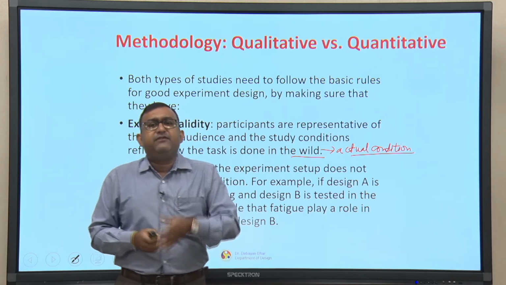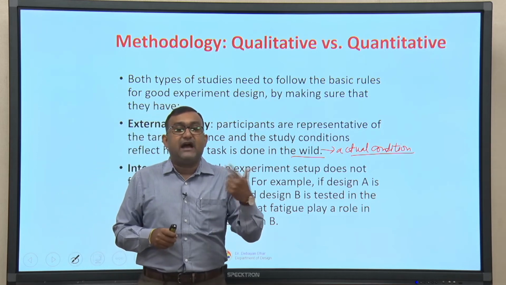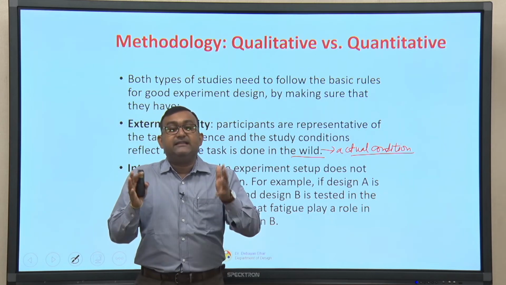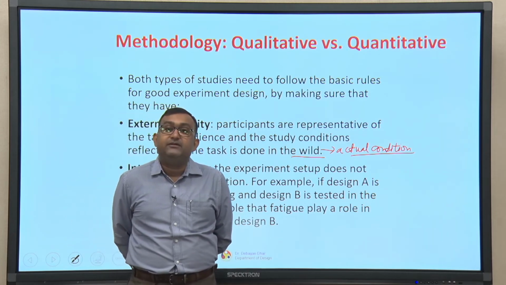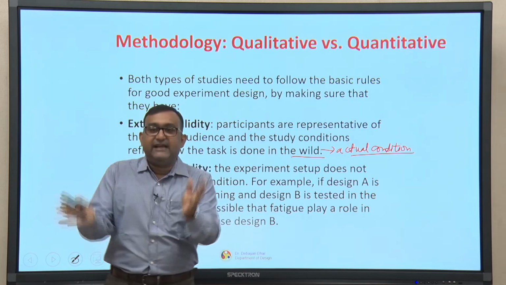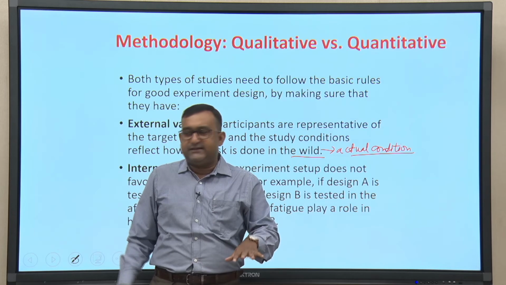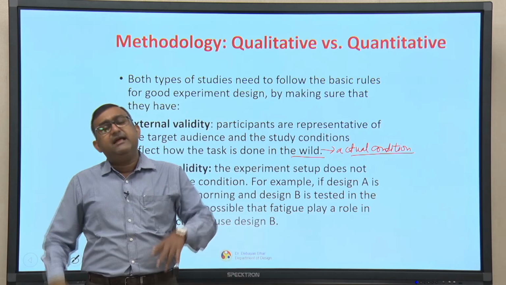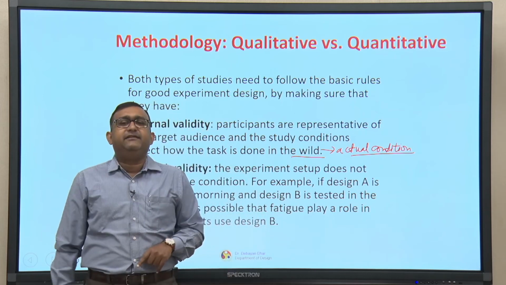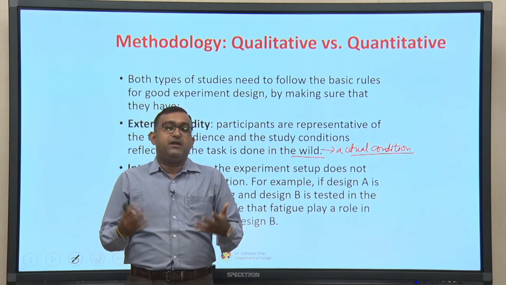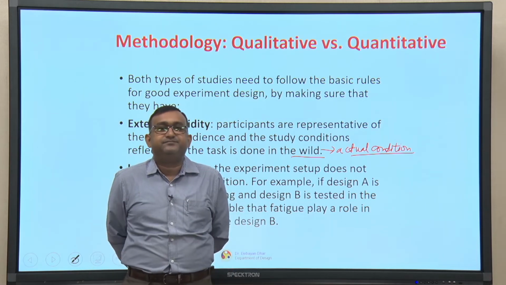So, for example, if design A is tested in the morning and design B is tested in the afternoon, it is possible that fatigue can play a role in how participants use design B. So, what is the way out? Change the order. One day you use design A in the morning and ask people to test, and then design B in the evening. The next day you have design B in the morning and then design A in the evening. This way you ensure that internal validity is addressed.